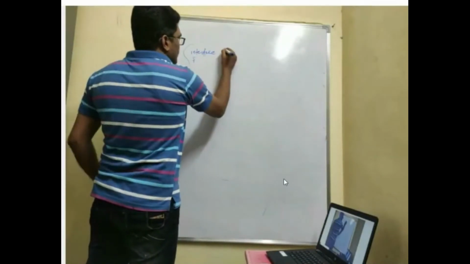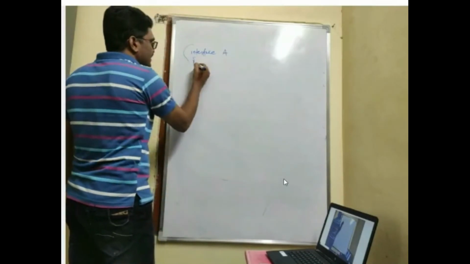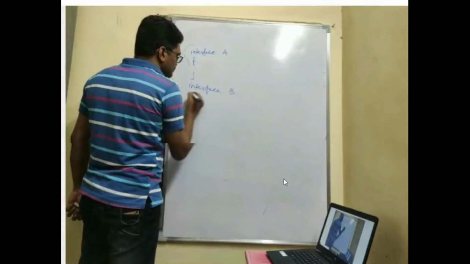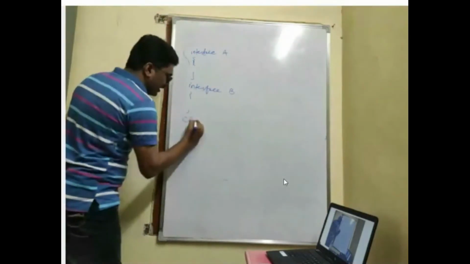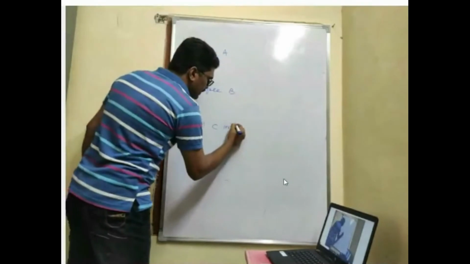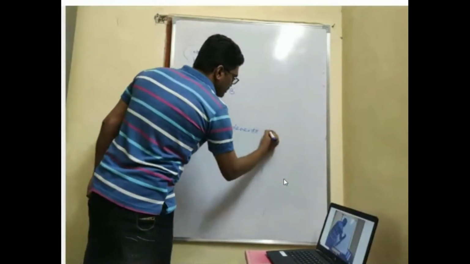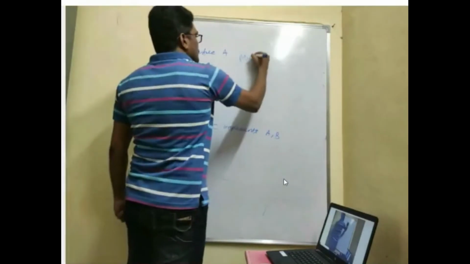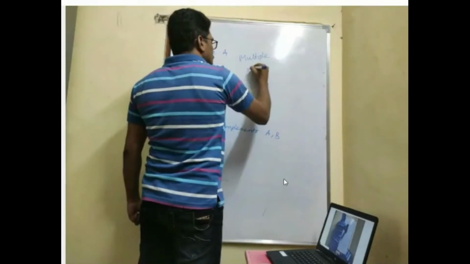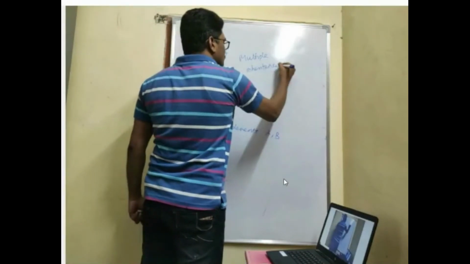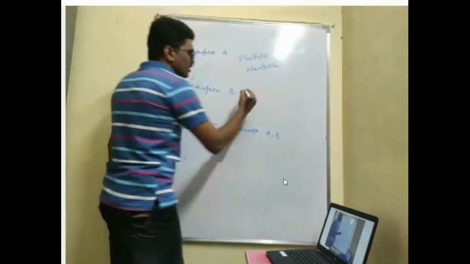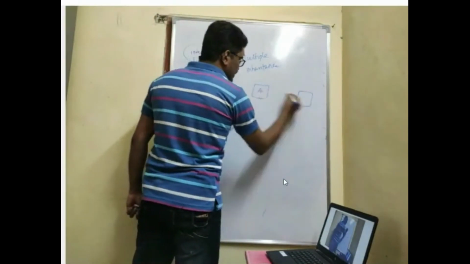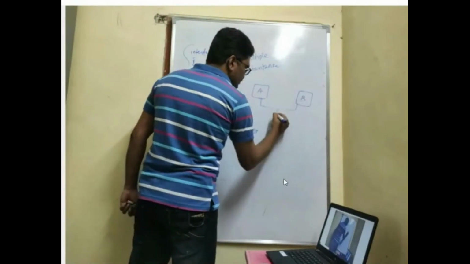So now, interface A. I'm not defining anything, just for convenience's sake. Then interface B. Now I write a class C implements A, B. So this is multiple inheritance, which was not possible by using the concept of class and object. Now I am acquiring the properties of two things and putting them in one thing.